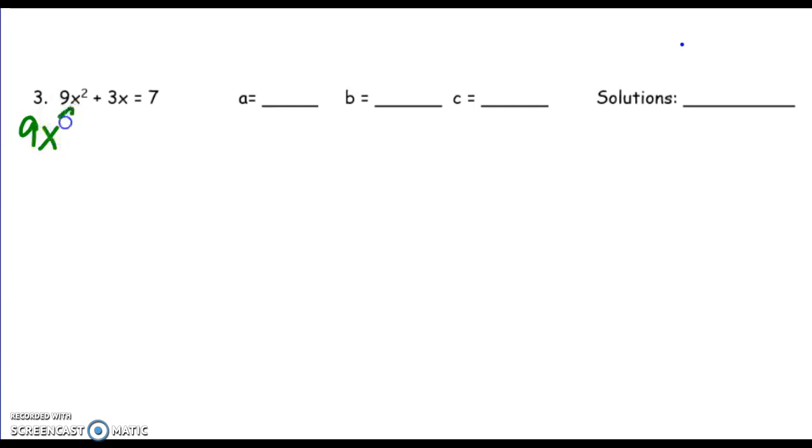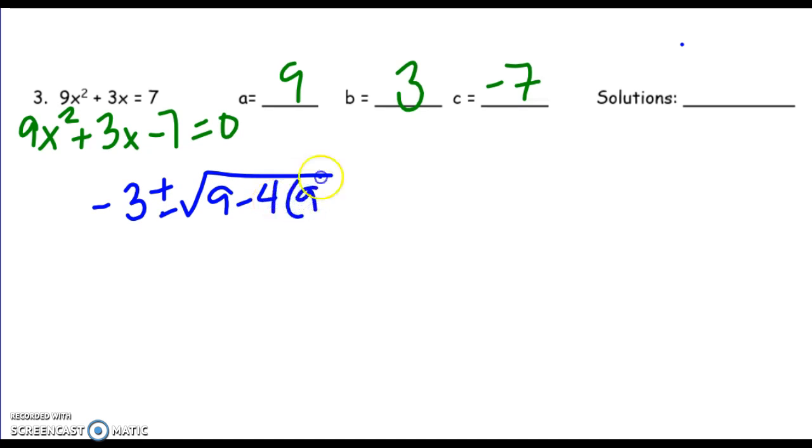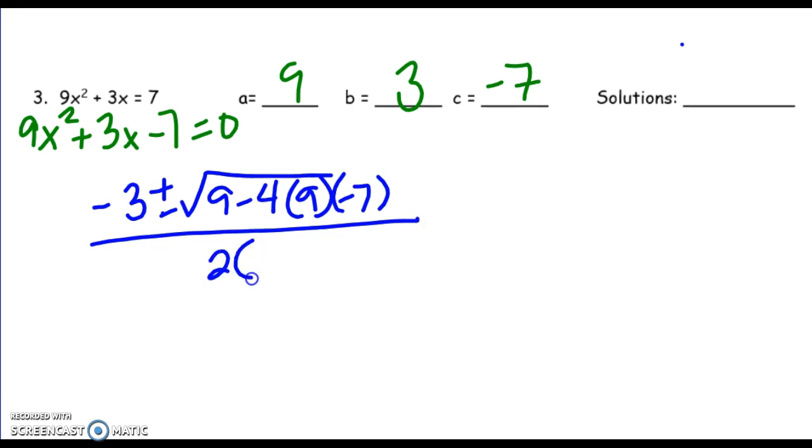Okay, let's set this equation up again because I have to rearrange everything. So 9x squared plus 3x minus 7 equals 0. A would be 9, B would be 3, and C would be negative 7. X equals the opposite of B plus or minus the square root of B squared minus 4AC all over 2A. So let's combine things.